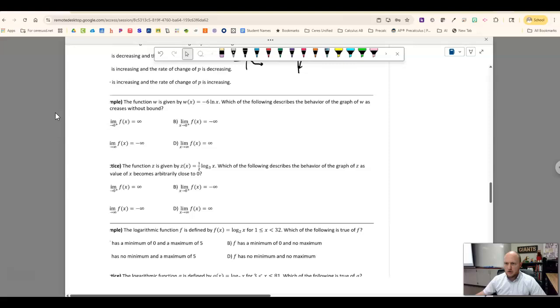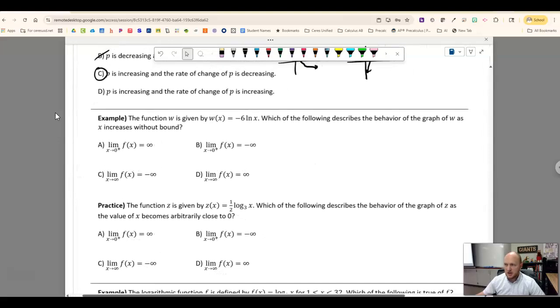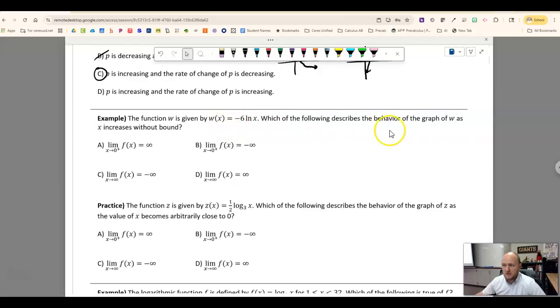Couple more questions here. Let's go ahead and talk about end behavior. The function w is given by w of x equals -6 natural log of x. Which of the following describes the behavior of the graph of w as x increases without bound? So again, just by the definition of what they're giving us, x is increasing without bound. That's going to be C or D. I can throw away A and B.